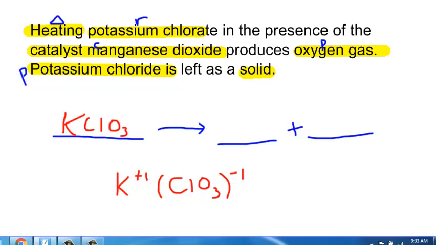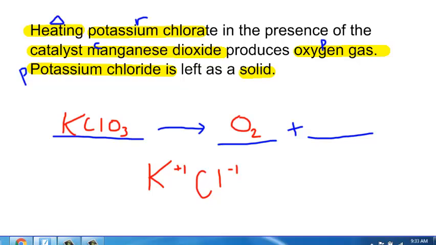Now let's go to the product side. We've got oxygen gas. What category does that fall into? Diatomic element. So remember, there are 7 diatomic elements and oxygen is one of them. They get a 2 subscript. Any other just single atom from the periodic table would just be the symbol with no subscript at all. Potassium chloride, what kind is that? Ionic compound, +1, -1, so it's KCl.